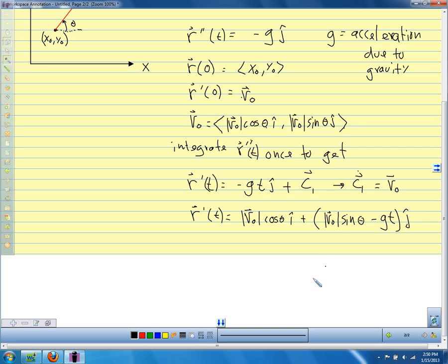One thing that's important to remember in projectile motion, the x component of the velocity doesn't change. Whatever the x component of the velocity is initially, that's going to be the x component throughout the course of motion. Because the only force acting is gravity, the velocity only changes in the y direction. So only the y component of the velocity changes.